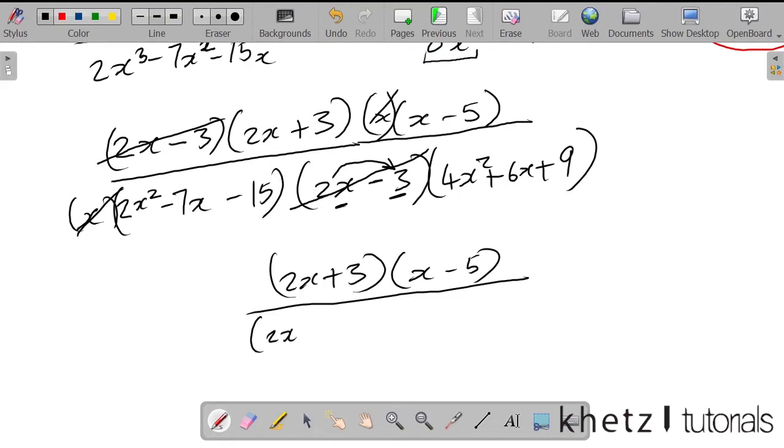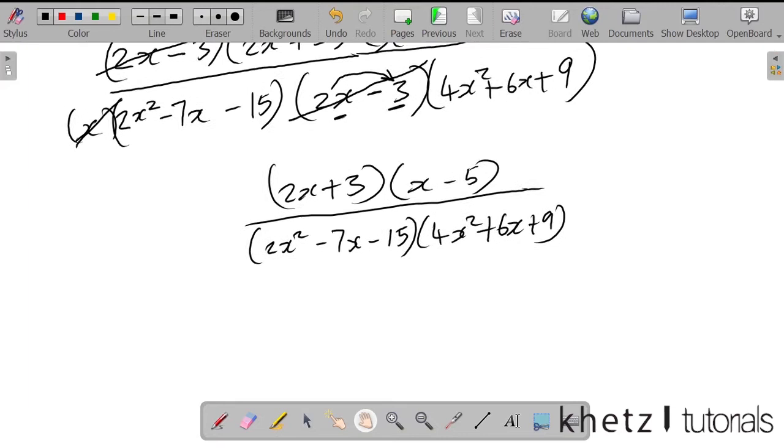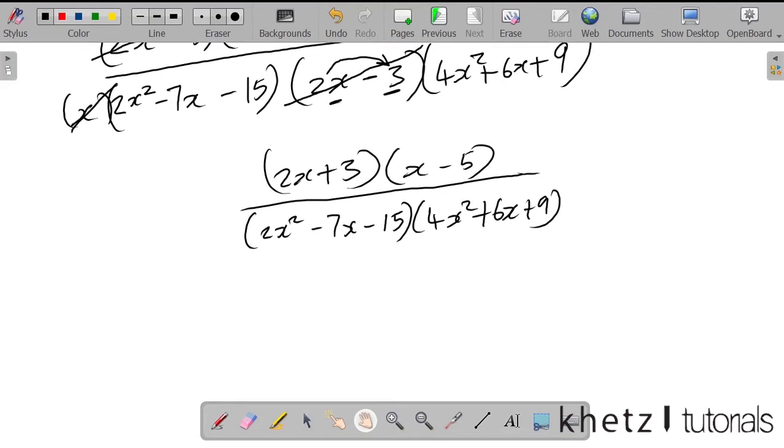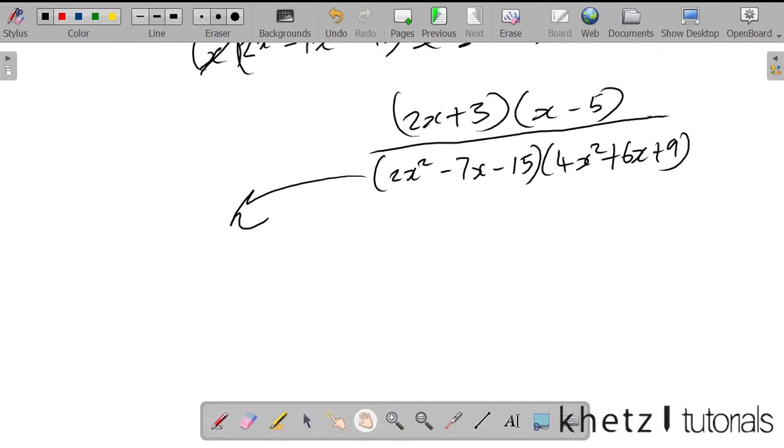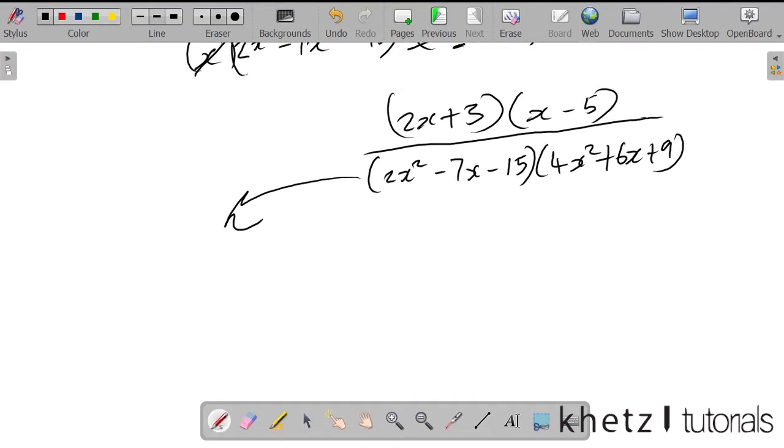And we have two quadratic expressions at the bottom, which we can simplify by breaking them down into brackets. So let's do this one first, which is 2x squared subtract 7x subtract 15. Let's break that into two brackets. Those should be factors of negative 30, which give you negative 7, and those factors should be 10 and 3.